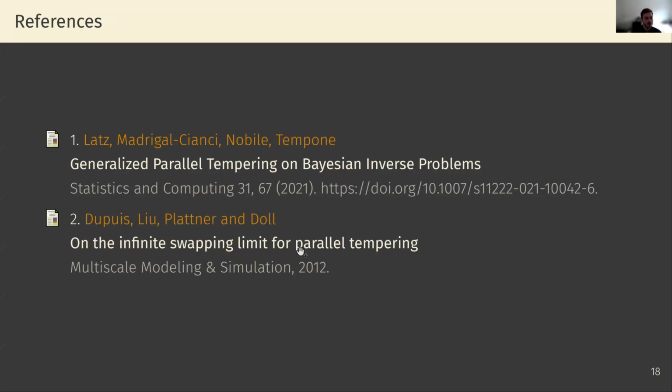Okay, so the main references here: this is our paper in Statistics and Computing, and this is the infinite swapping algorithm that I mentioned at the beginning.